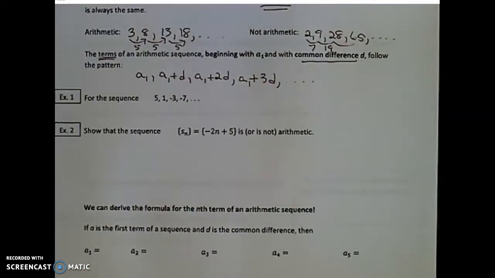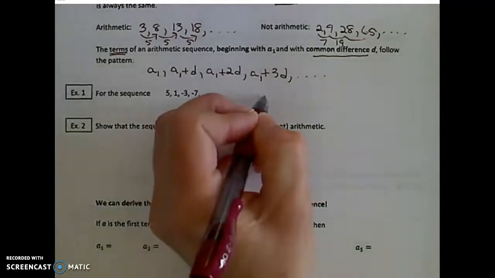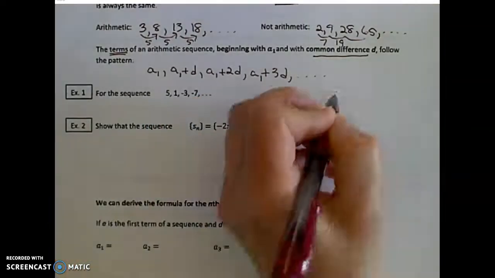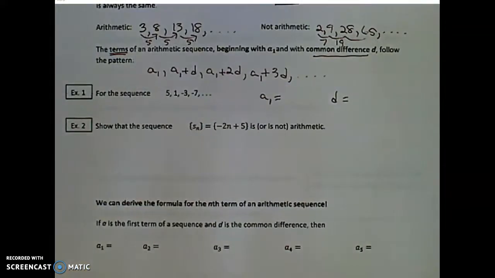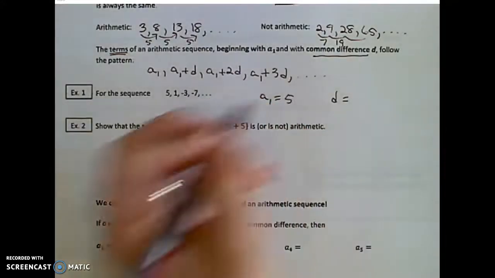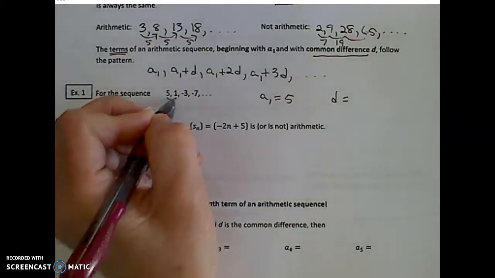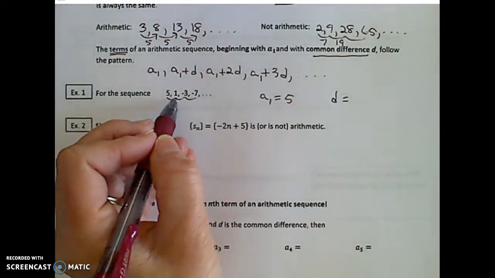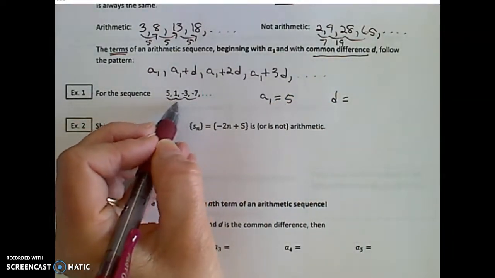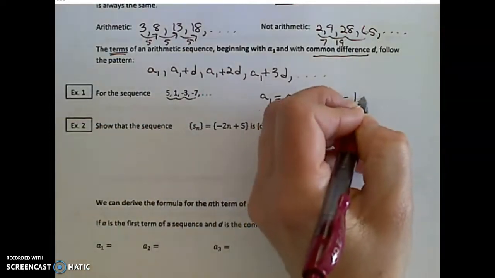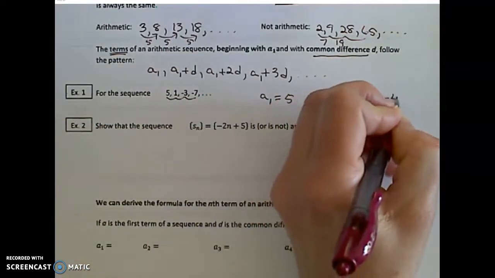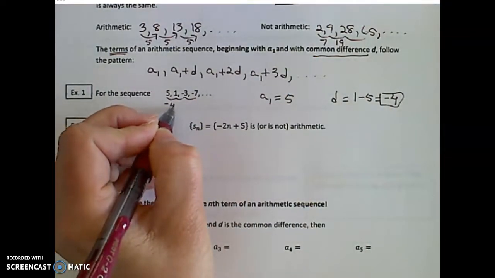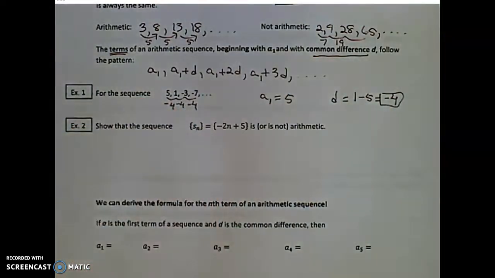For this sequence, 5, 1, -3, -7, what is a sub 1? And what is the common difference? A sub 1, of course, is our starting point. Jot it down. What's the common difference between those terms? You can start to see the pattern. The reason we call it a difference is because you can always take a term and subtract the previous. Take a term, subtract the previous, and you're left with that common difference. In this case, the difference is -4.